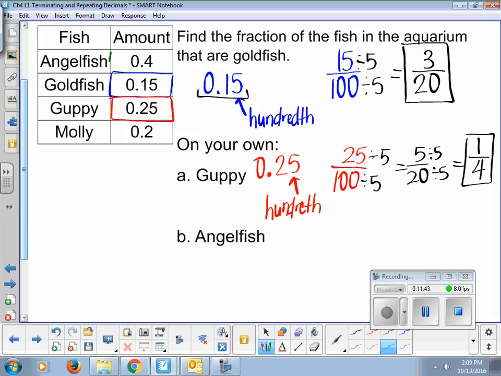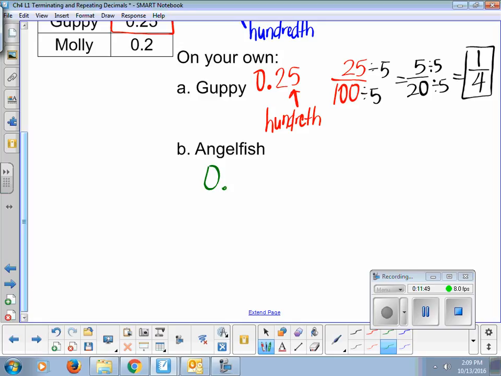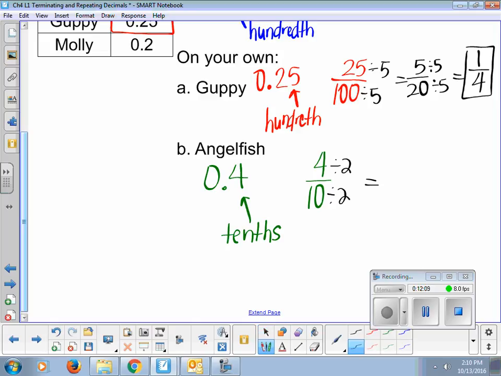For angelfish, what is our decimal? 0.4. What place value is that 4 in? The tenths place, so when we write that as a fraction, it's going to be 4 over 10, and then we can simplify. What can we divide both sides by? 2. 4 divided by 2 gives us 2, and 10 divided by 2 gives us 5, so we have 2/5 written in simplest form.